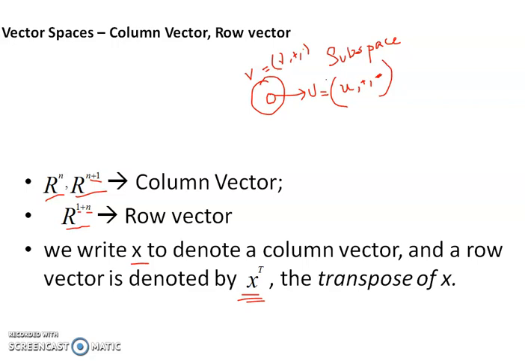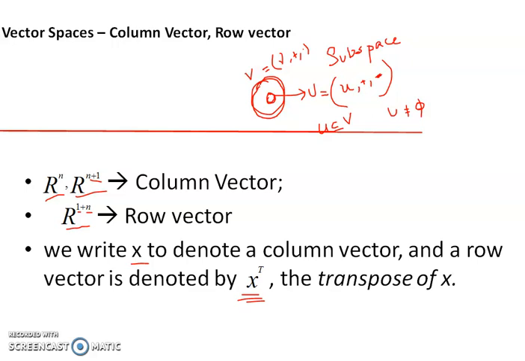So we can say that U is a subset of V, and U will not be equal to the null set. So a subspace will be like a smaller space, a smaller set that is within the vector space.